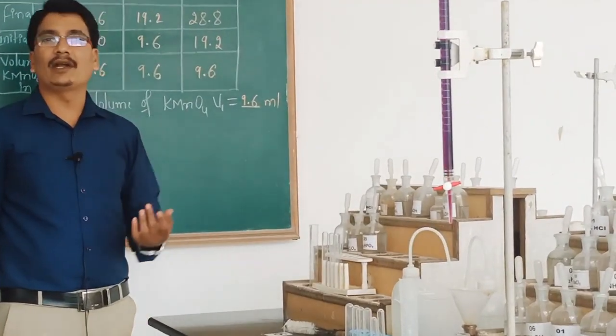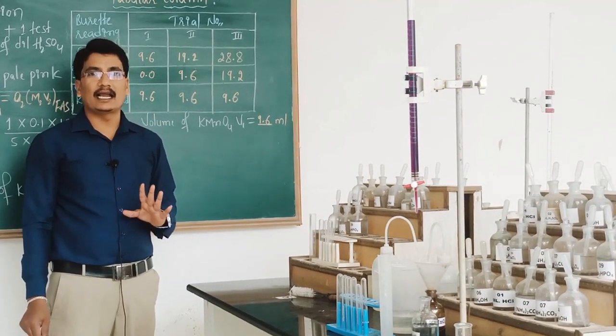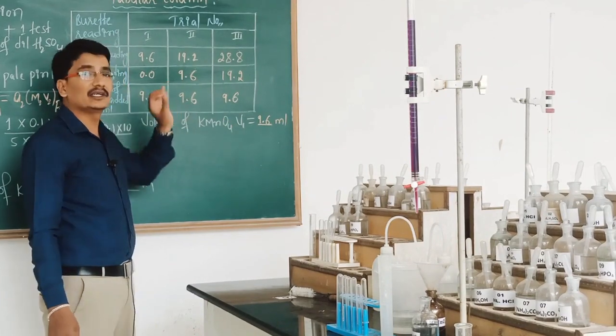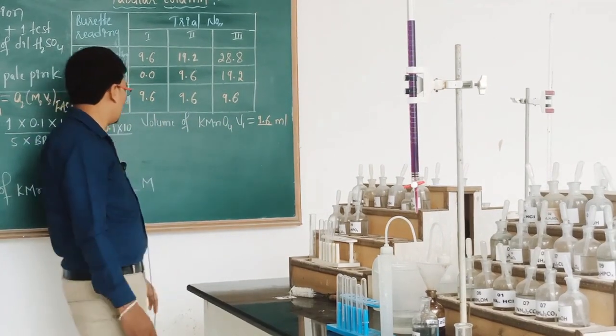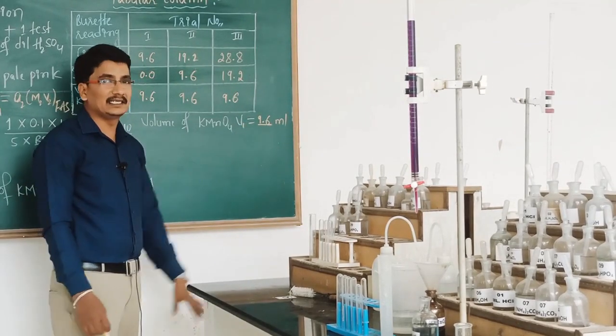If all three readings are different, we will think our experiment was not done accurately. So we have to get three values where at least a minimum of two values are the same. At least two readings will be the same. Then we have already found out that the value V1 is equal to 9.6 ml.